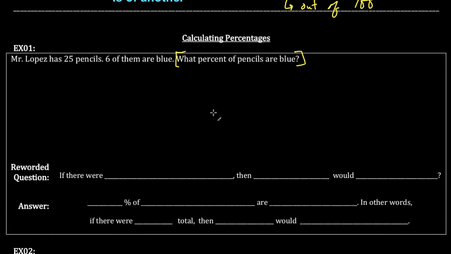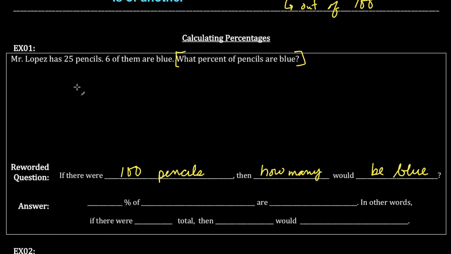What this means is if there were 100 pencils, then how many would be blue? If there were 100 pencils, how many would be blue?